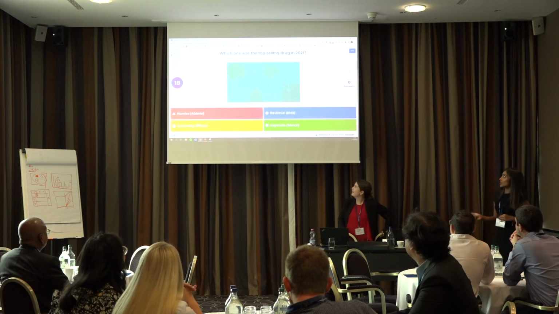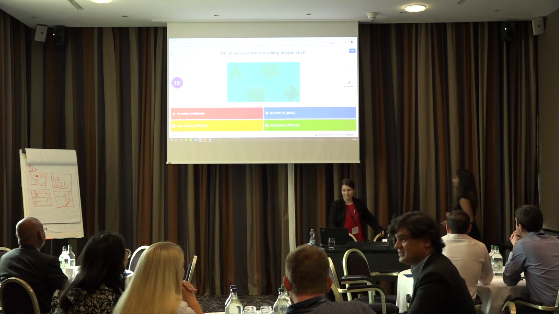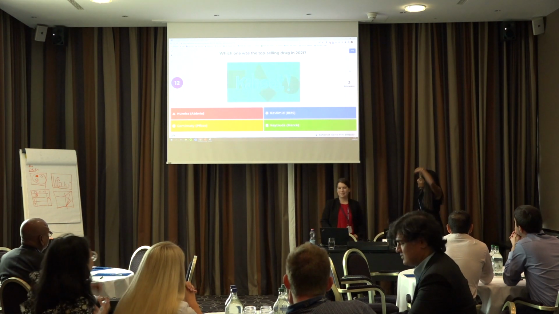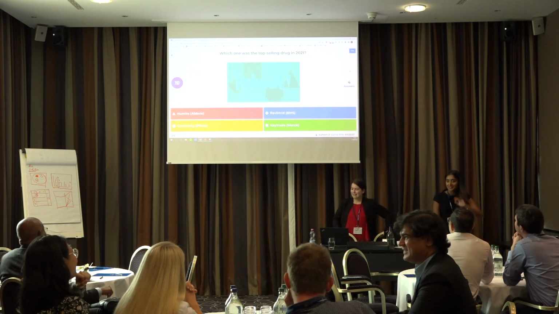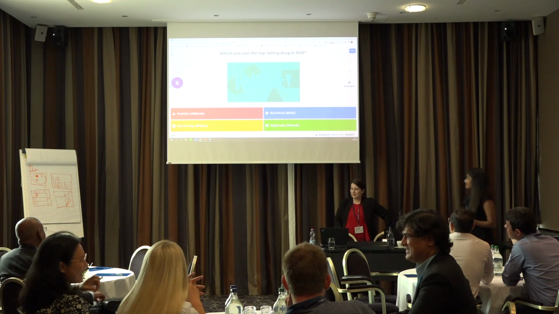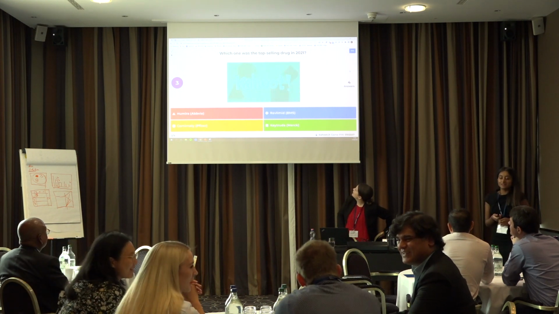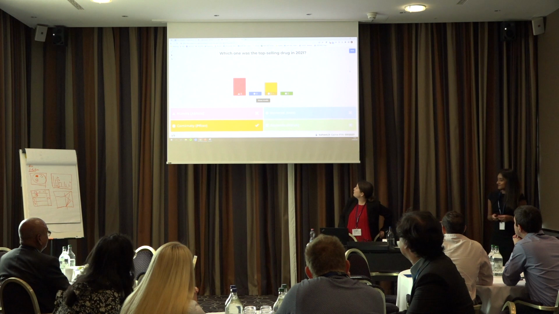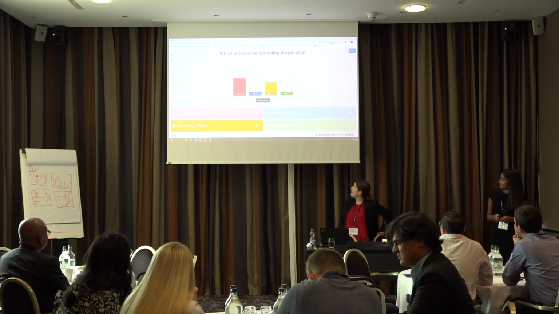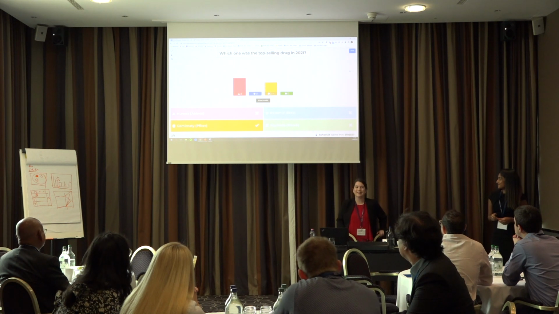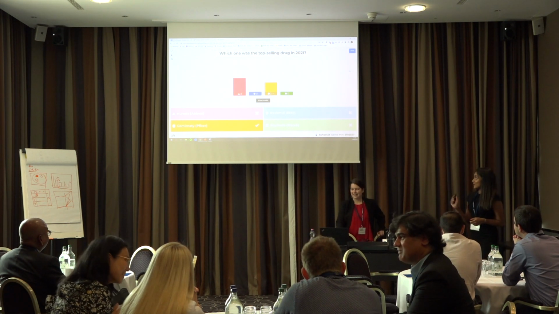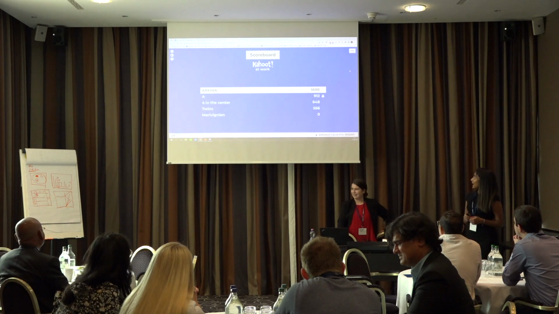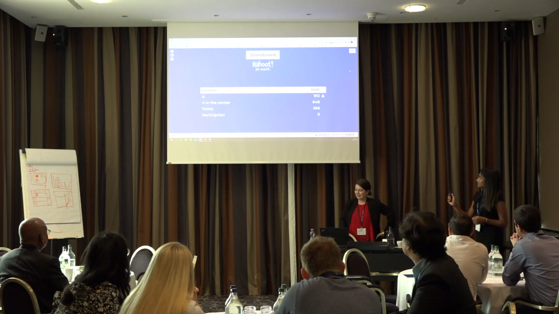Which one was the top-selling drug in 2021? Okay, so we've got 4 answers, and yeah, curveball, it was actually Comirnaty. Comirnaty was the top-selling drug for 2021 with 36.8 billion, followed by Humira, of course. Yeah, Humira got displaced for the first time. Okay, so A is going up to the top.